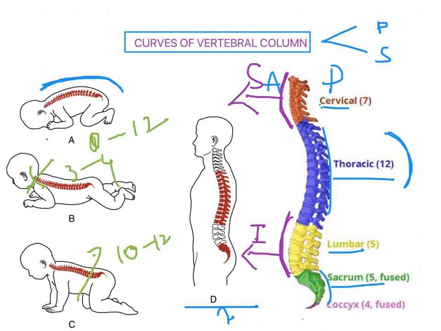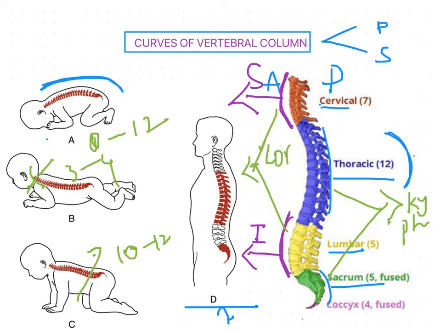The primary curvatures are given the name kyphotic curvatures. So the thoracic and sacral primary curvatures are called kyphotic curves. What do you call them? Kyphotic curves. And the cervical and lumbar secondary curves are called lordotic curves. What do you call them? Lordotic curves.